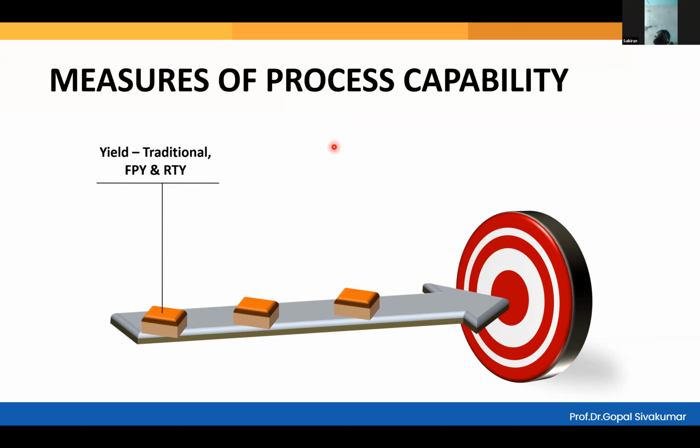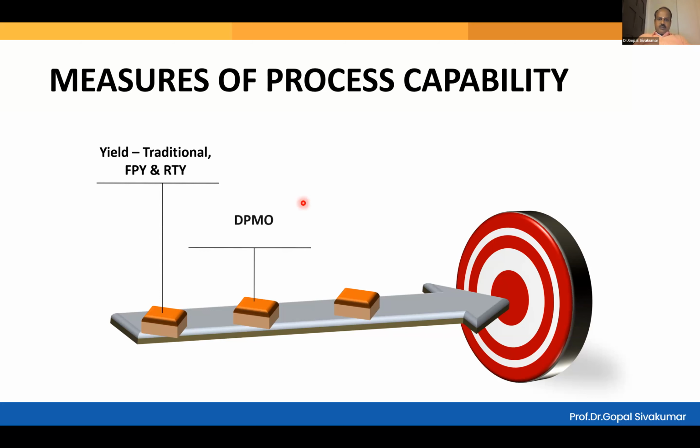But what you all need to know is, within the yield, we have three types: traditional yield, first pass yield, and then rolled throughput yield. You should be able to differentiate all of them and use them wisely. Whenever you want to measure the baseline performance in terms of the yield, you should know which is best and then you should adopt it.